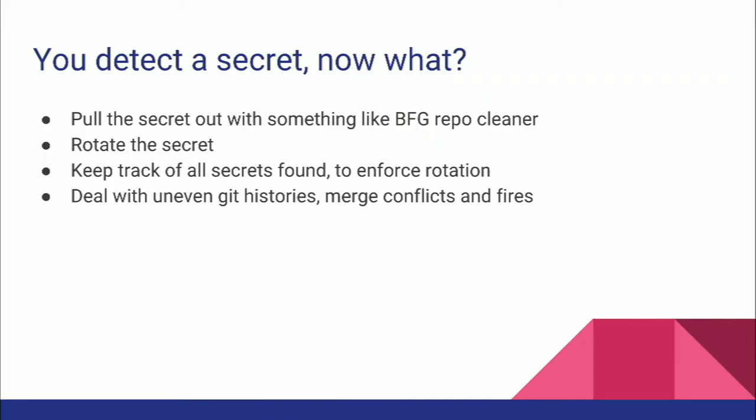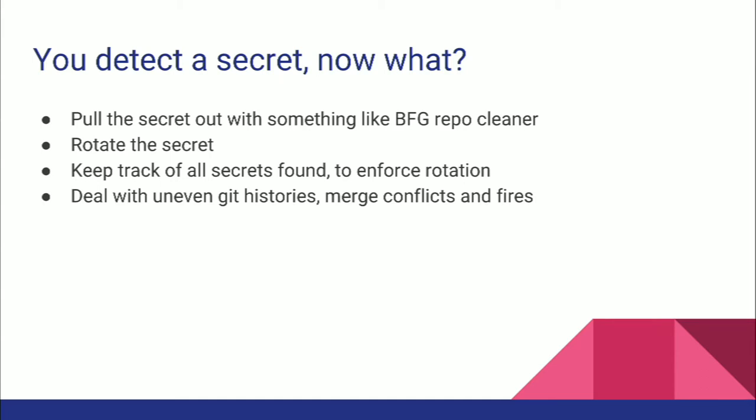So when I say remediate, it's kind of a pain in the butt, but first you gotta pull it out of source code. Use something like Big Friendly Repo Cleaner to do that, the BFG Repo Cleaner. Then you got to rotate the credential. You got to keep track of which ones have been rotated and which ones haven't. And you got to do that in a secure way.